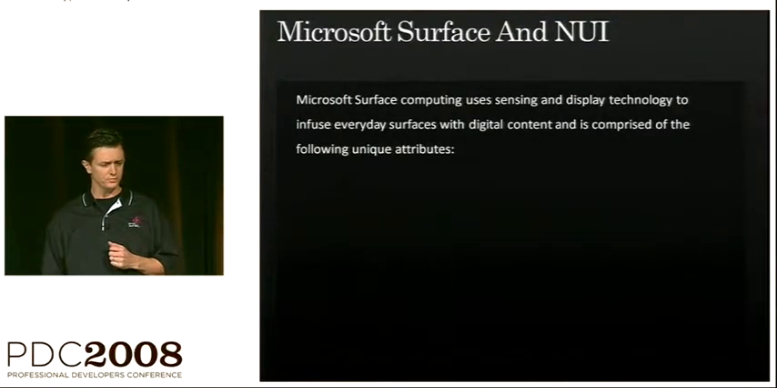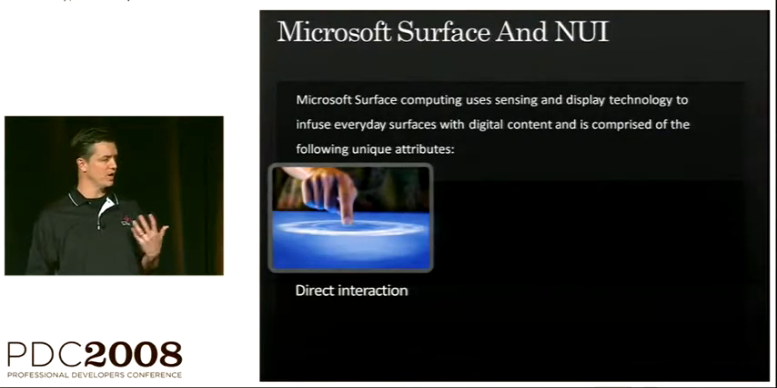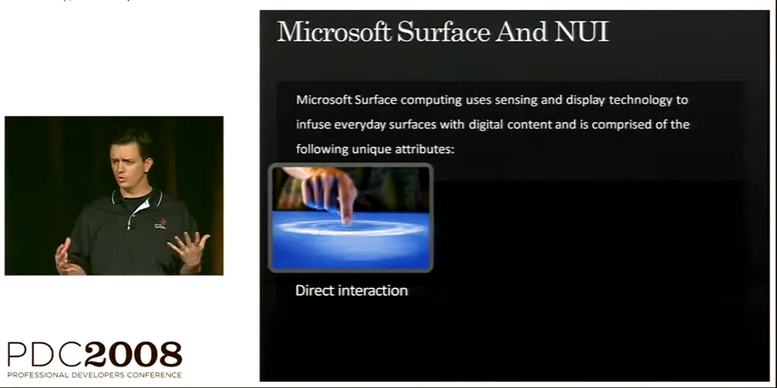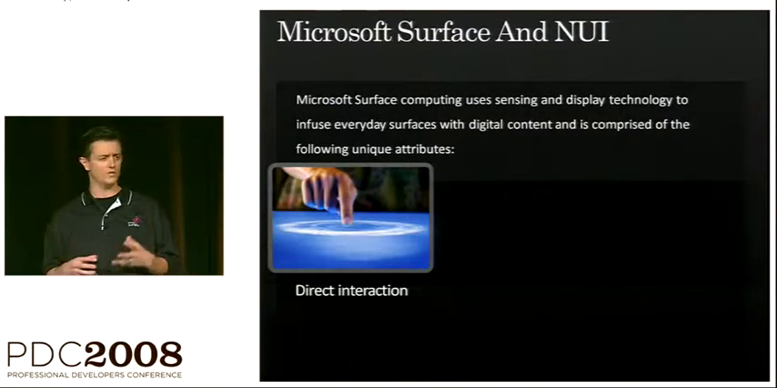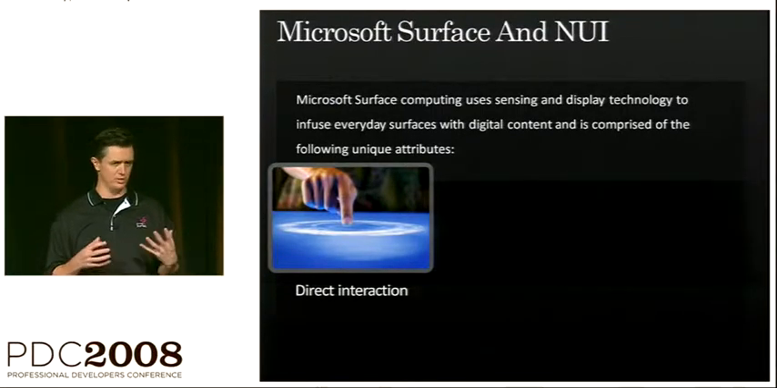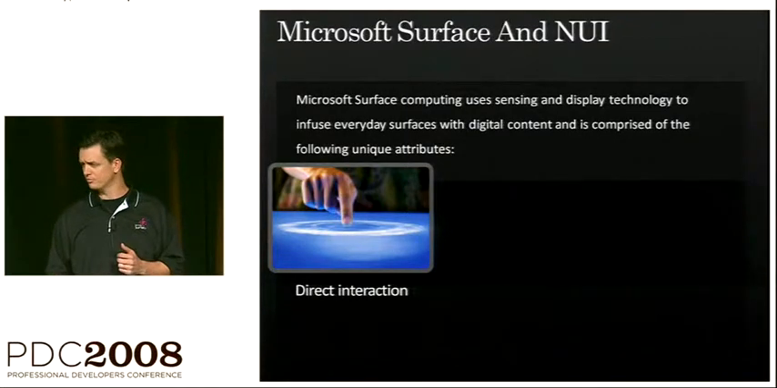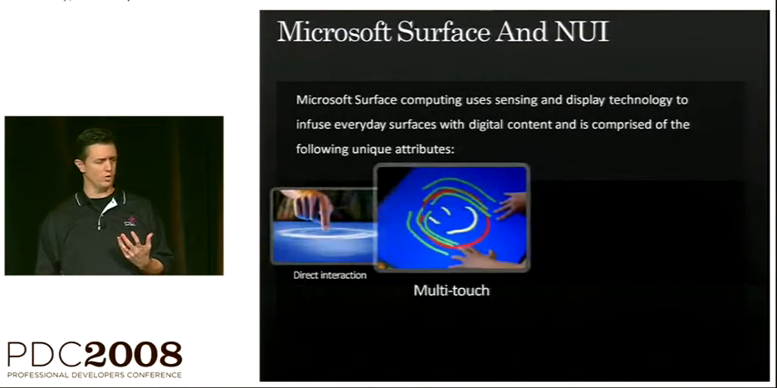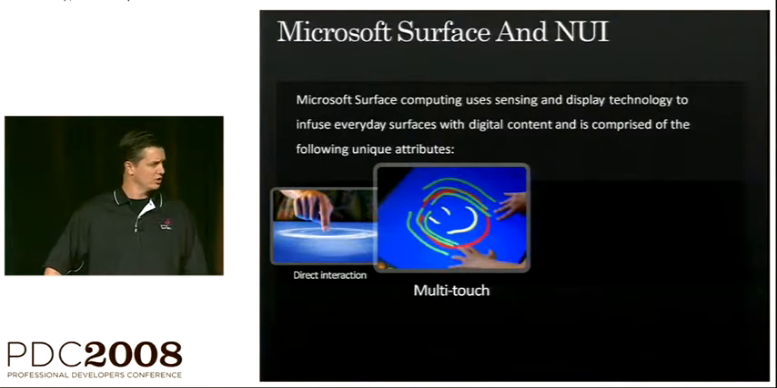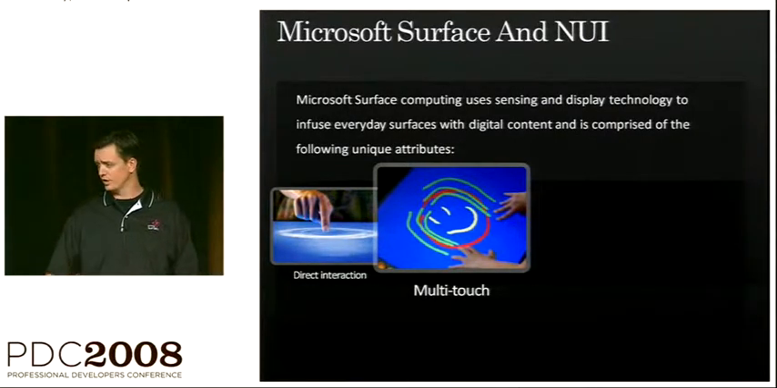And with Microsoft Surface, we believe we have 4 unique attributes that help differentiate us from any other touch experiences today. First and foremost is direct interaction. There's not a keyboard or a mouse. Users simply have to grab their digital data and manipulate it with touch or with gestures. We support what we call massive multi-touch. We can support over 4 dozen objects being placed down at the surface at any one time.